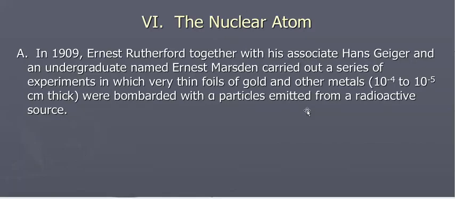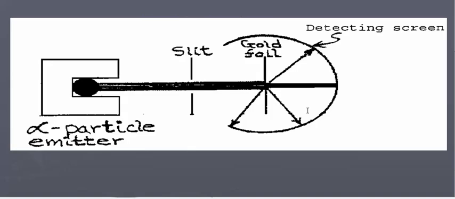The nuclear atom. In 1909, Ernest Rutherford, together with some other scientists, carried out a series of experiments in which very thin foils of gold were bombarded with alpha particles emitted from a radioactive source. So we have an alpha particle emitter, a radioactive substance. So we're shooting positive particles, alpha particles, through gold foil, so through these gold foil atoms.